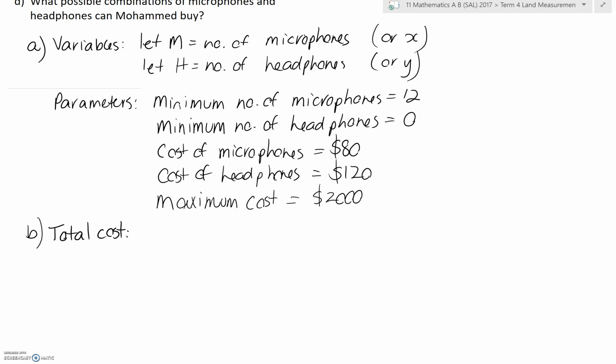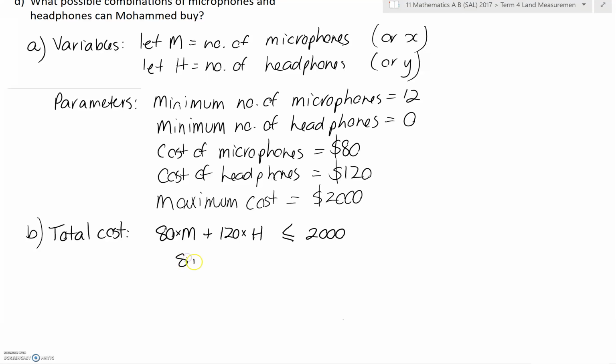So let's think about how we're going. If we have a certain number of microphones, each one of them costs $80. 80 times M. Plus we might buy a certain number of headphones and each one of them costs $120. Now, $2,000 is the most we have to spend, and that is the most. So instead of being equal to $2,000, the cost of our microphones and headphones has to be less than or equal to $2,000.